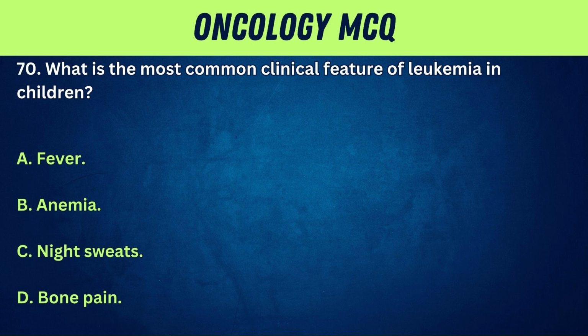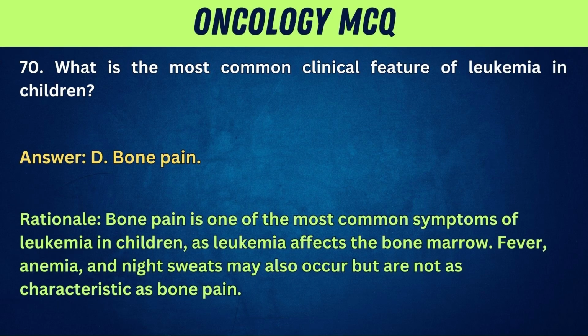70. What is the most common clinical feature of leukemia in children? A. Fever. B. Anemia. C. Night sweats. D. Bone pain. Answer: D. Bone pain. Rationale: bone pain is one of the most common symptoms of leukemia in children, as leukemia affects the bone marrow. Fever, anemia, and night sweats may also occur but are not as characteristic as bone pain.